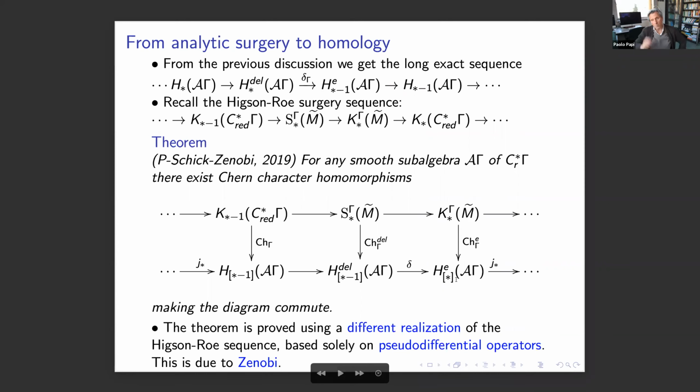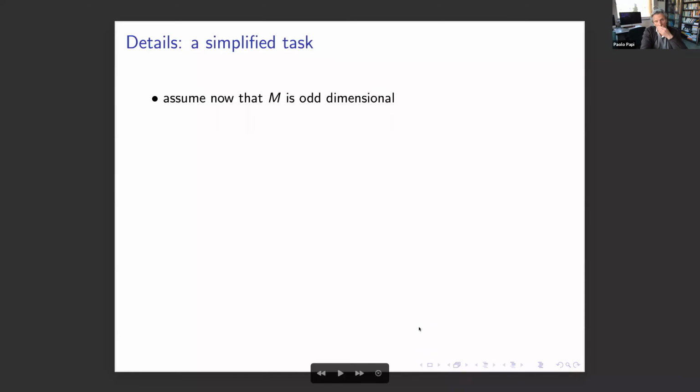Now, the way we prove this theorem is by using a different realization of the surgery sequence, which employs pseudo-differential operators throughout. In other words, you pass to much smaller algebras, and this concreteness allows you to prove the existence of these Chern characters. In fact, I will explain in a moment how you do it. So let me explain this point. This is maybe the only point that I want to explain. And to fix ideas, M is odd dimensional.